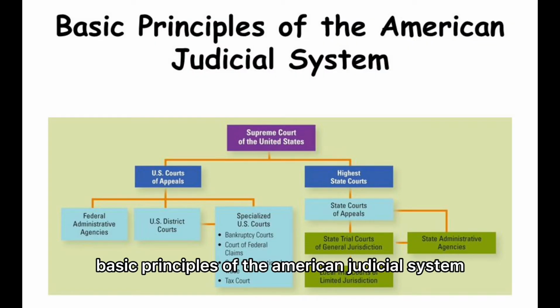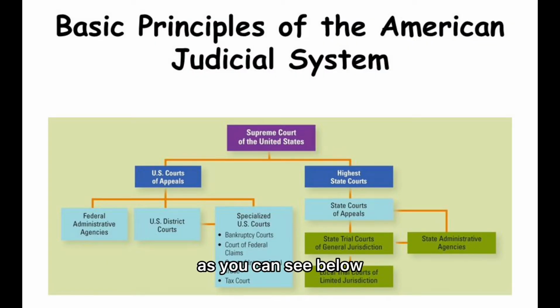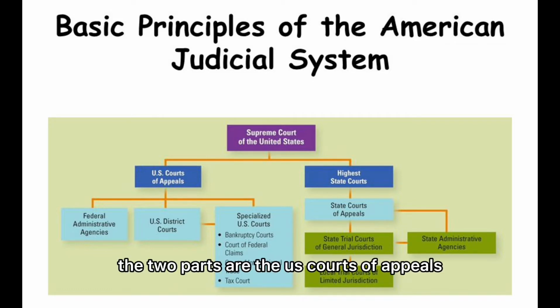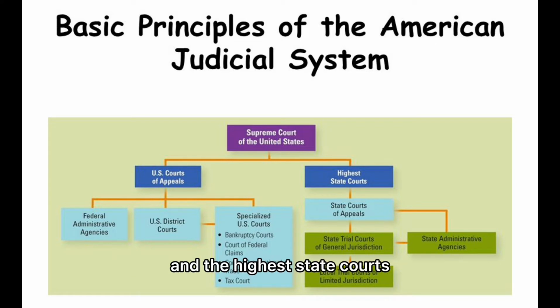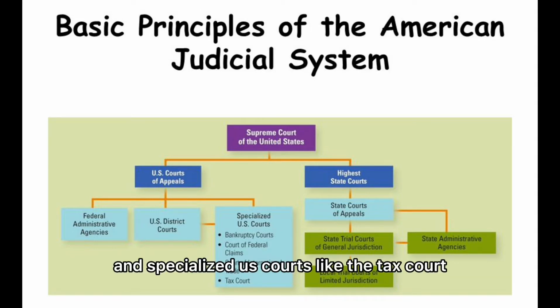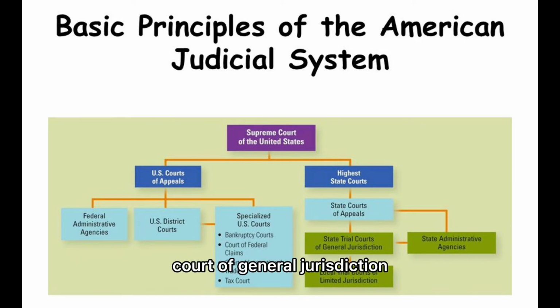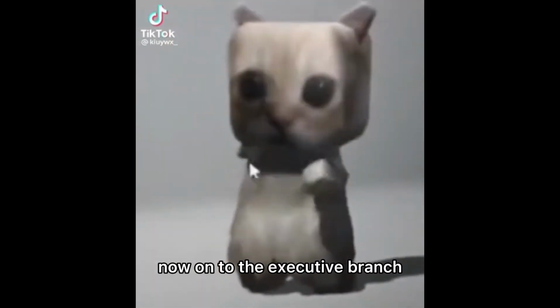Basic principles of the American judicial system. As you can see below, the Supreme Court of the United States is split into 2. The 2 parts are the U.S. Courts of Appeals and the highest state courts. The U.S. Courts of Appeals has the federal administrative agencies, U.S. district courts, and specialized U.S. courts like the tax court. The highest state court has a state court of appeals, court of general jurisdiction, local trial courts of limited jurisdiction, and state administrative agencies. Now on to the executive branch.